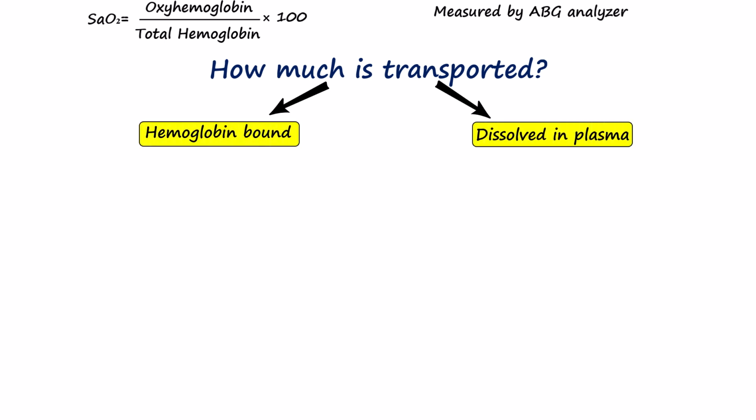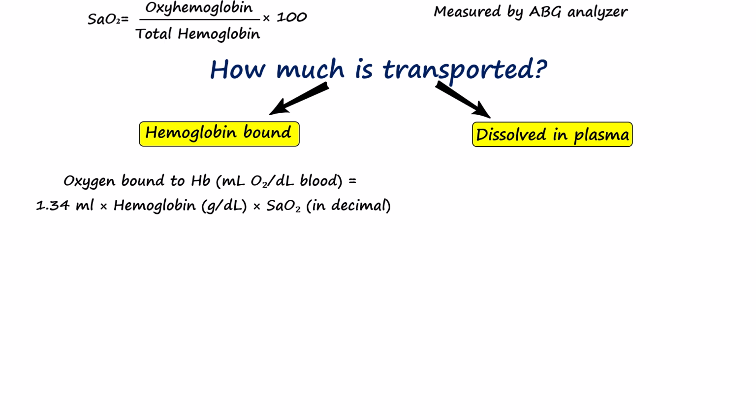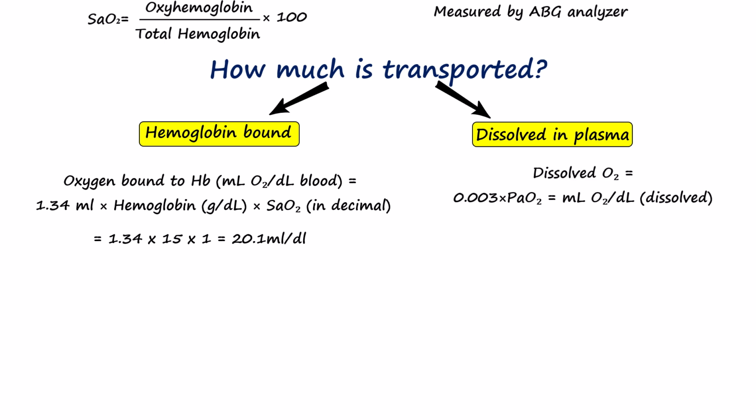For instance, each gram of hemoglobin can carry approximately 1.34 milliliters of oxygen. So, in a person with 15 grams of hemoglobin per deciliter, this adds up to about 20 milliliters of oxygen per 100 milliliters of blood when hemoglobin is fully saturated. Whereas the dissolved portion is a small fraction and can be estimated using the solubility coefficient of oxygen in plasma, which is 0.003 milliliters of oxygen per 100 milliliters of blood per millimeter of mercury.